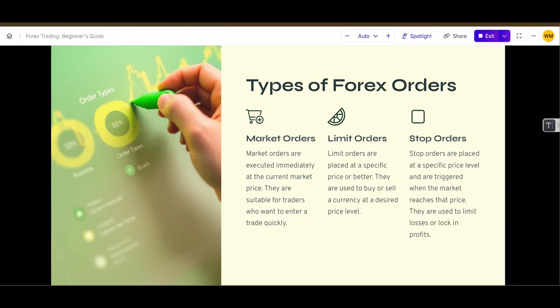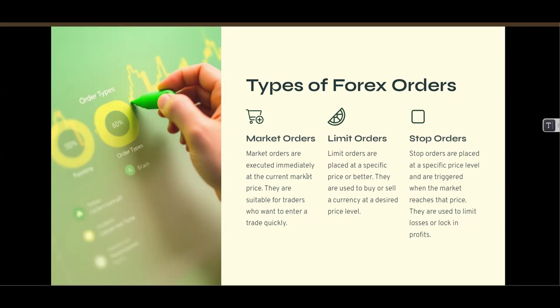Types of Forex orders. There are three types of orders. We have market orders. What are market orders? Market orders are executed immediately at the current price. They are suitable for traders who want to enter a trade quickly. So let me give you an example.